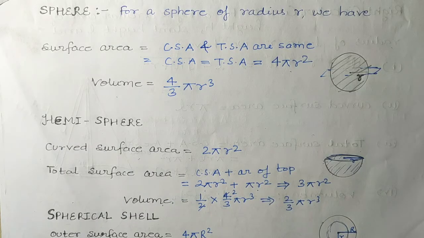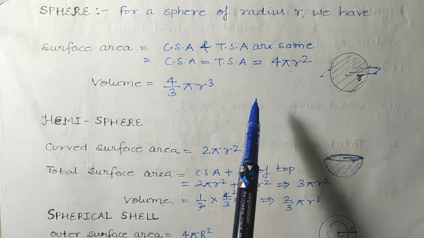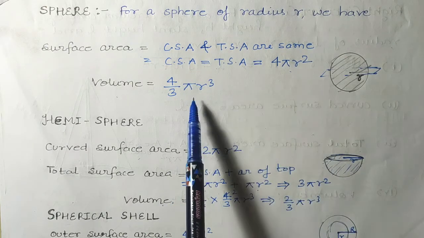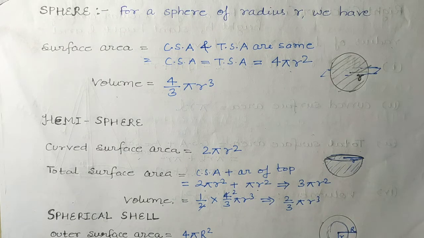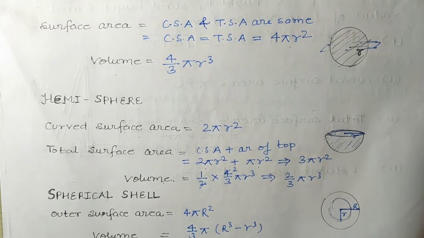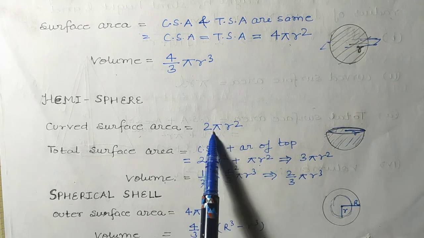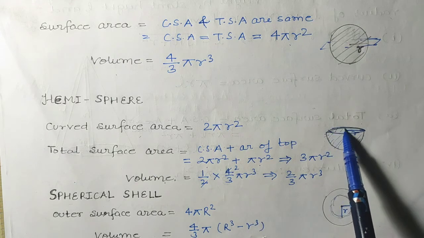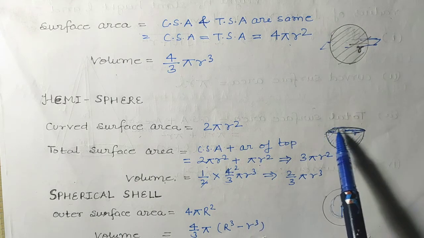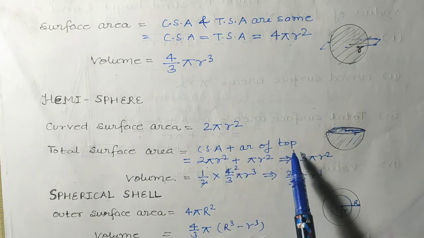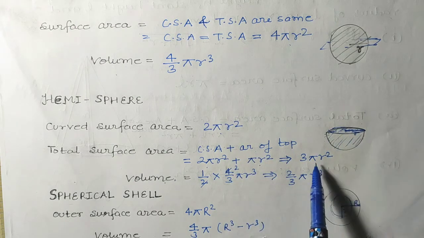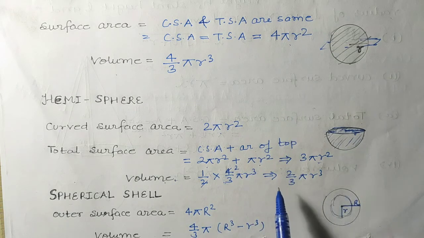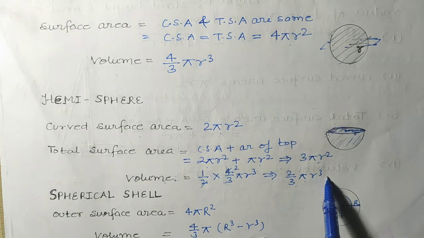After that we have studied the sphere. In a sphere, the curved surface area and total surface area are both equal, that is 4 pi r square. Its volume is 4 by 3 pi r cube. Hemisphere means half of the sphere. Its curved surface area is just half of the sphere, 2 pi r square. But in total surface area, one circular region is there, so that will be added. So 2 pi r square plus pi r square, that is 3 pi r square. Volume is just half of the volume of the sphere, that is 2 by 3 pi r cube.